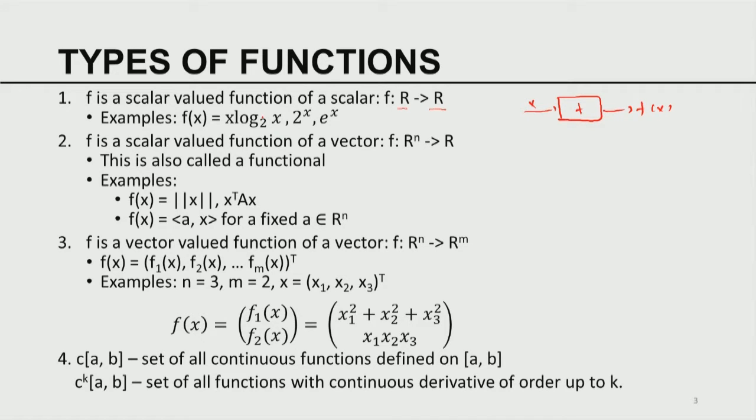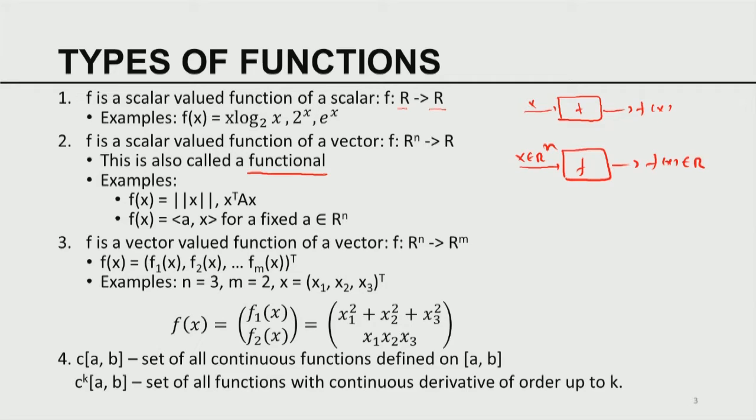f is a scalar valued function of a vector. So in this case, what happens? x belongs to R^n, but f of x comes out, f of x belongs to R. It converts a vector into a scalar. So that's what's called a scalar valued function of a vector. Such a thing is also called a functional. We have already seen the notion of a functional when we talked about vector spaces.